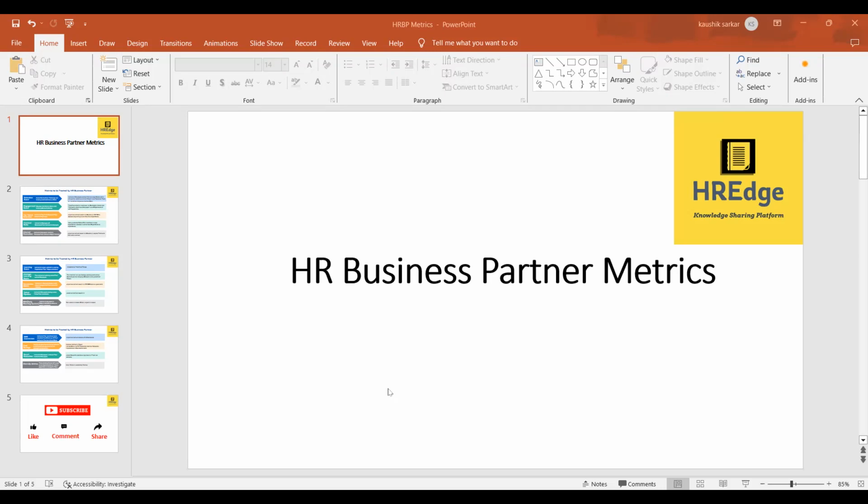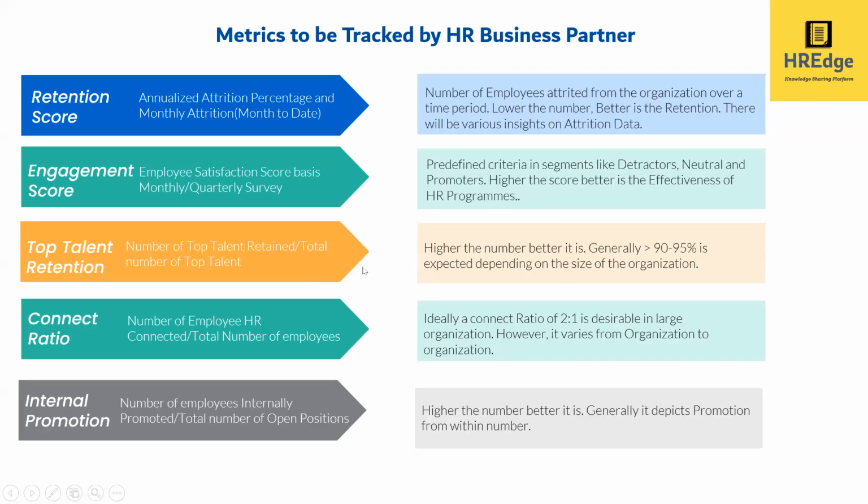The purpose of this video is to provide an overview of the HR metrics that are tracked in the HR business partner profile. So the first metric will be the retention score. Retention score is popularly known as the attrition percentage or the attrition score of an organization.